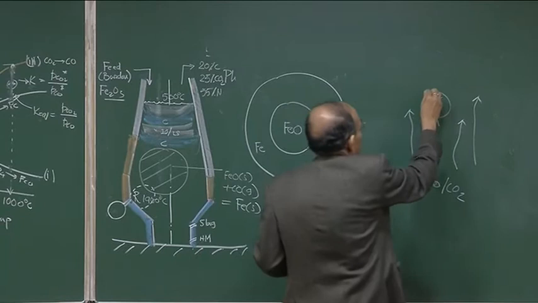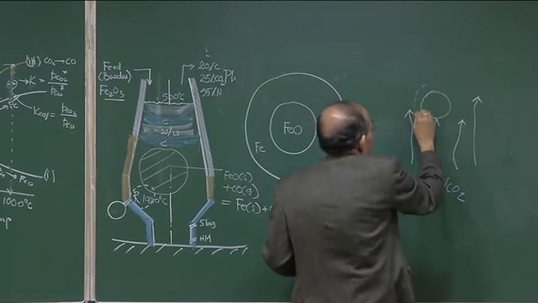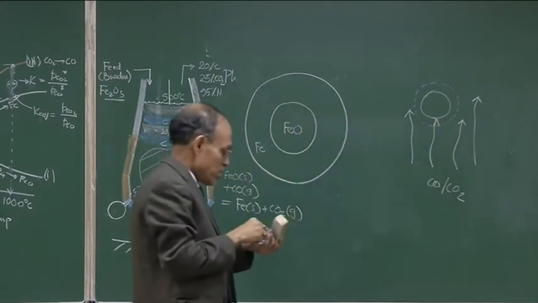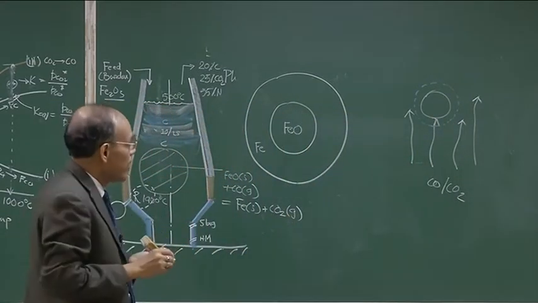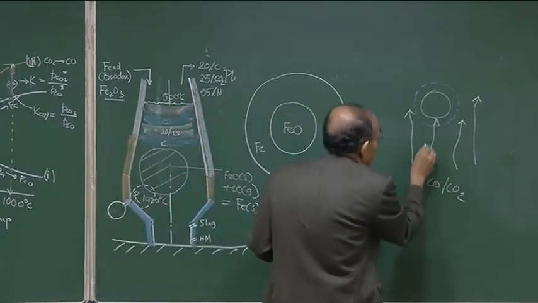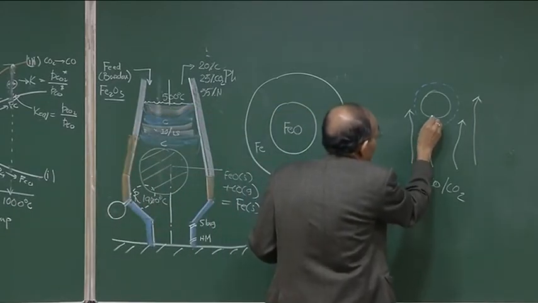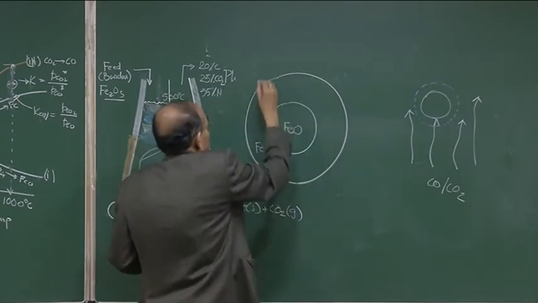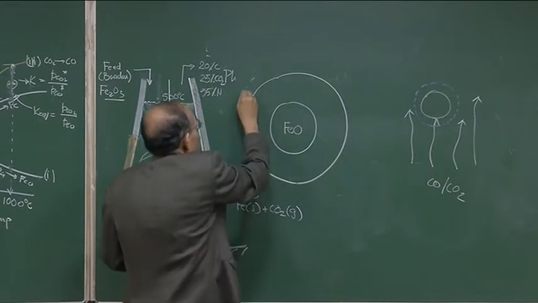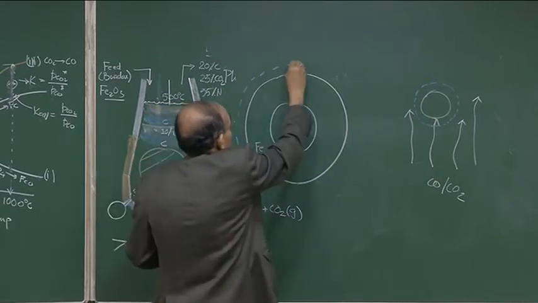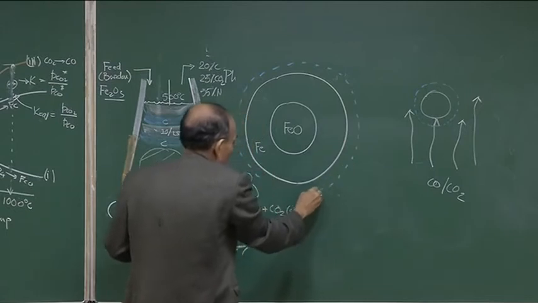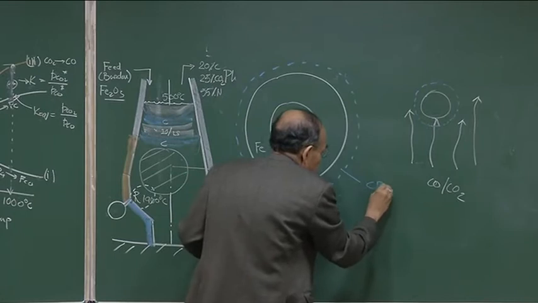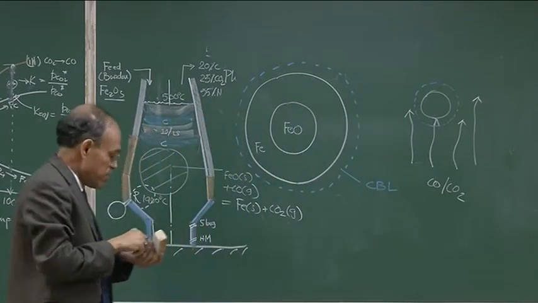So, as you know from our fundamentals of solid-liquid heat and mass transfer, around the solid we are going to have a boundary layer. So, the carbon monoxide has to penetrate the boundary layer and make itself available at the surface. This dotted blue line is my boundary layer, the concentration boundary layer, CBL.